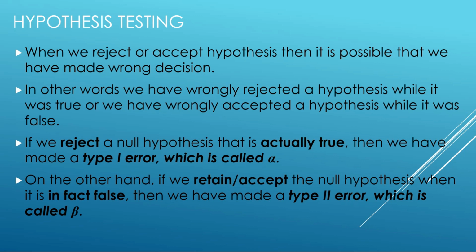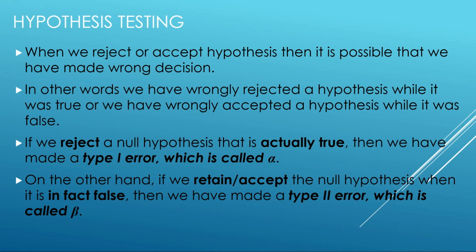When we make a decision, the confidence level should be high, whether we reject the hypothesis, whatever we have assumed before, or we accept it. If we accept our assumption or we reject our assumption, in both cases we have got to be sure about it. When we reject or accept a hypothesis, it is possible that we have made a wrong decision. In other words, we have wrongly rejected a hypothesis while it was true, or we have wrongly accepted a hypothesis while it was false.